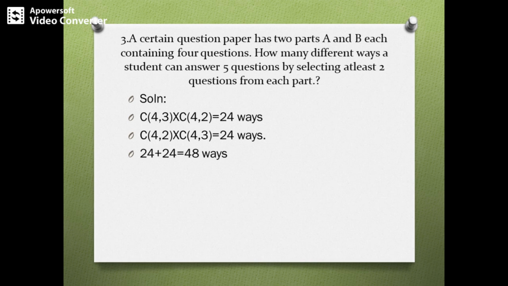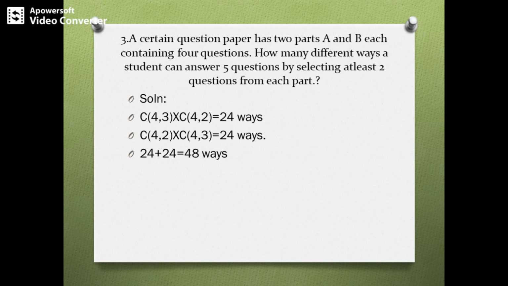The 3 questions can be selected from part A and 2 questions from part B. 3 questions from part A can be done in C of 4, 3 ways. C of 4, 3 tells us that we have 4 questions in each part. Let's consider part A now. From part A, if we select 3 questions out of 4 questions, it can be done in C of 4, 3 ways.